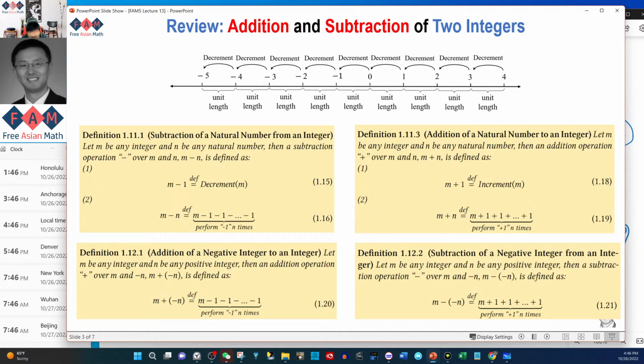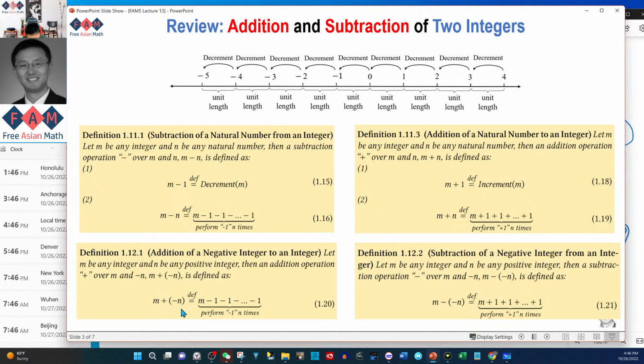So what happened when we allowed the second number to be a negative integer? Well, now the definition got a little bit of a twist. It is still fundamentally based on our idea of counting forward or counting backward. So if m is any integer, and now you add a negative integer, where the negation of n is a positive integer, negating n gives a negative integer.